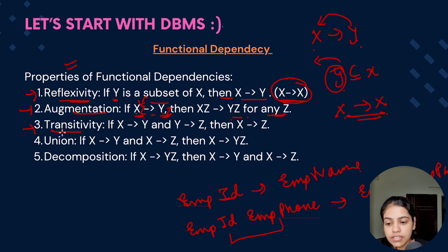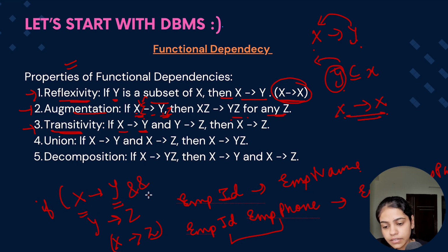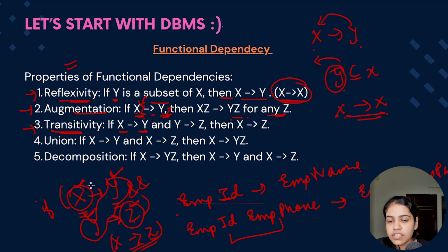Now the third one is transitivity. What transitivity says is that if X is an attribute which determines Y, and Y is an attribute which determines Z, then X will always determine Z. We don't need to check whether this dependency exists or not. If X determines Y and Y determines Z, then we can say that X will determine Z as Y is common between them. So this is called transitivity.